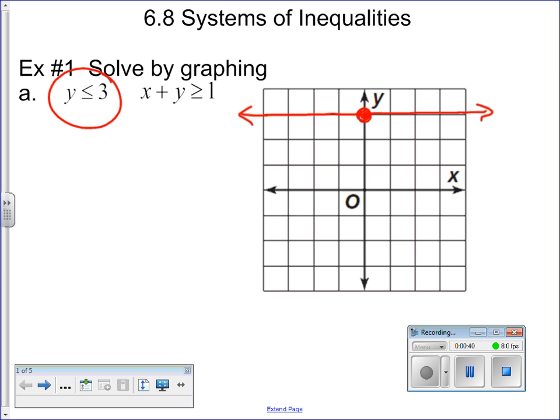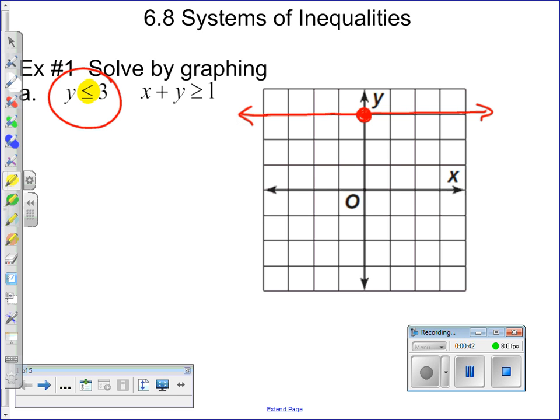Now, we're not done because you notice it's a less than, so that means I have to shade. Now, which way is less? That's right, down. So with your pencil, shade very lightly below the line, because we're about to graph a second inequality on the same coordinate plane.